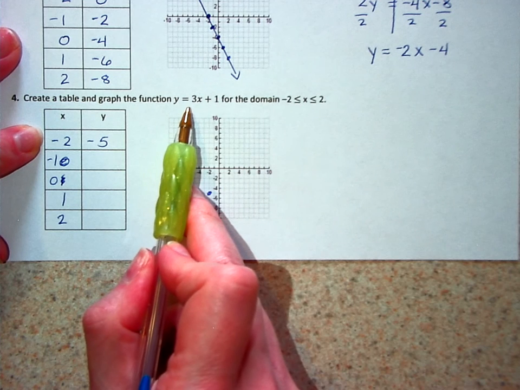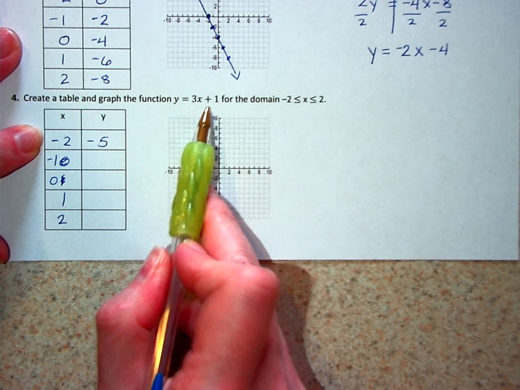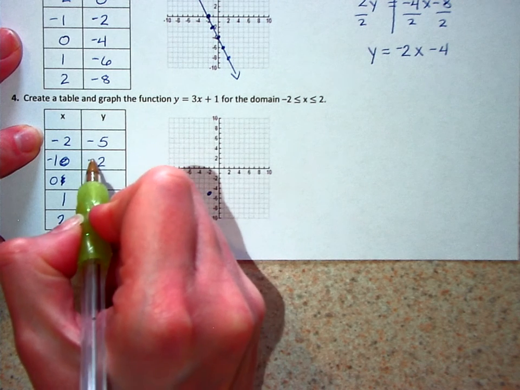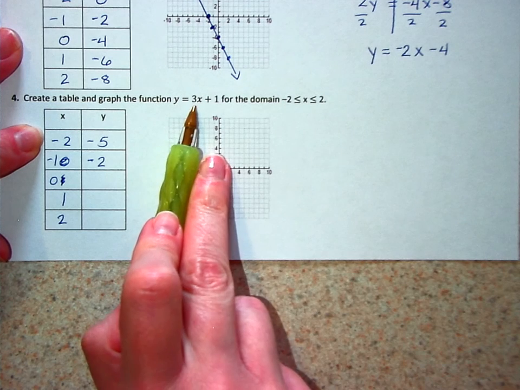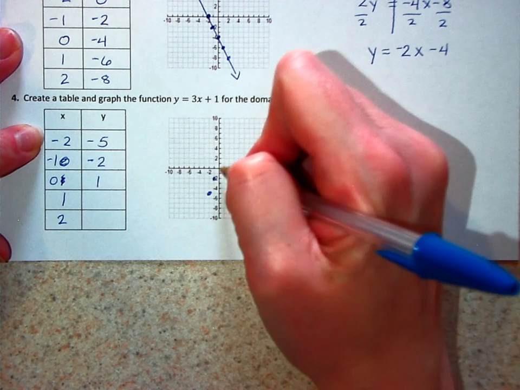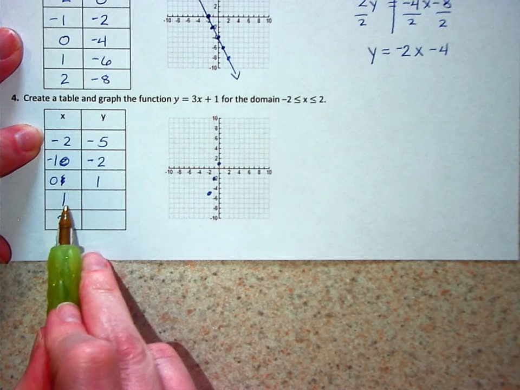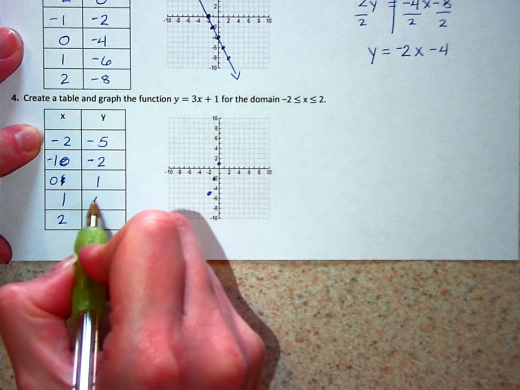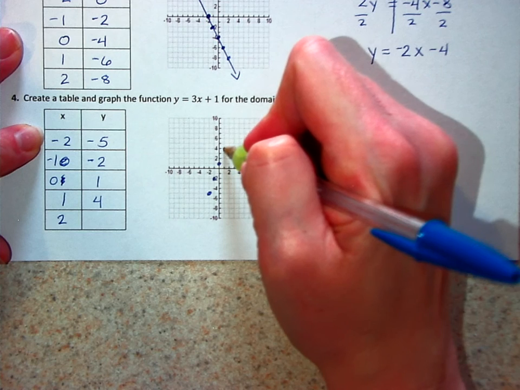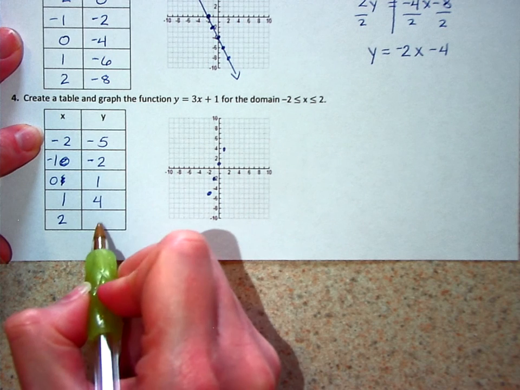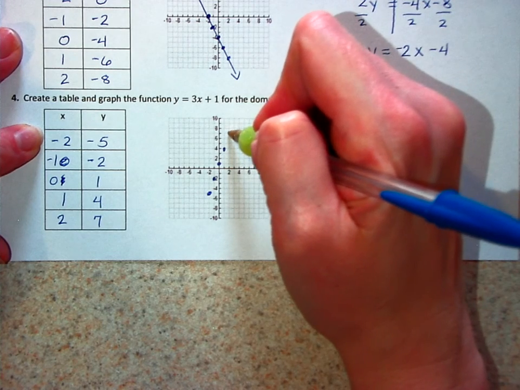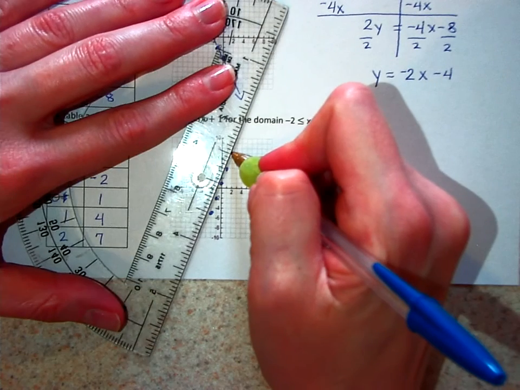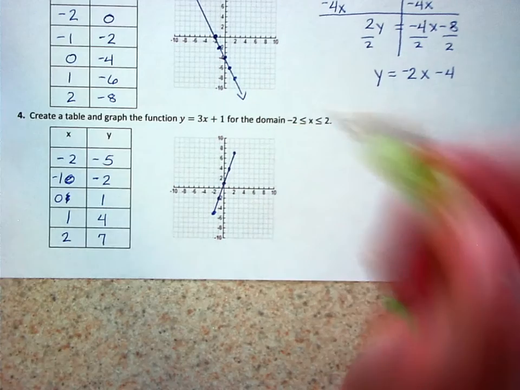3 times negative 1 is negative 3. Negative 3 plus 1 is negative 2. So negative 1, negative 2 here. 3 times 0 is 0. 0 plus 1 is 1. 1 times 3 is 3. 3 plus 1 is 4. So put that point 1, 4. And last one here, 2 times 3 is 6. 6 plus 1 is 7. Now here, since we're only in between a set of x values, we only need to connect the dots, no further.